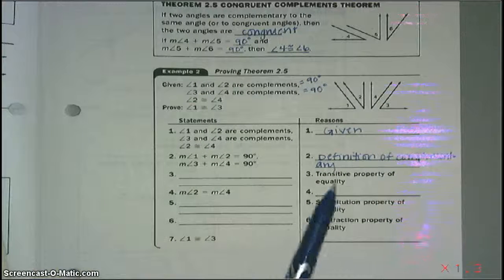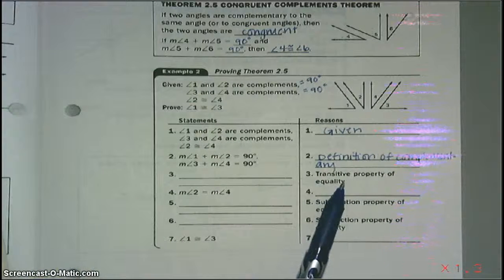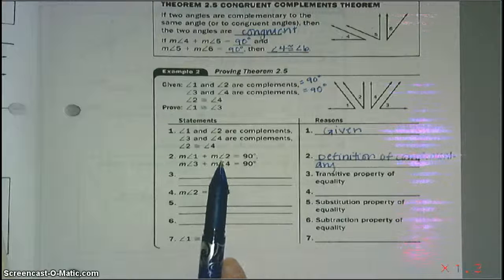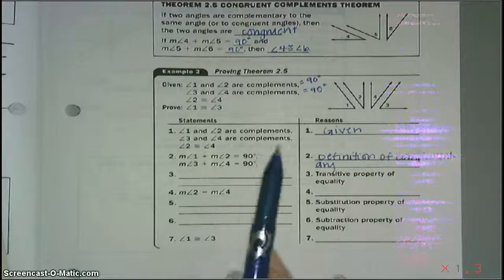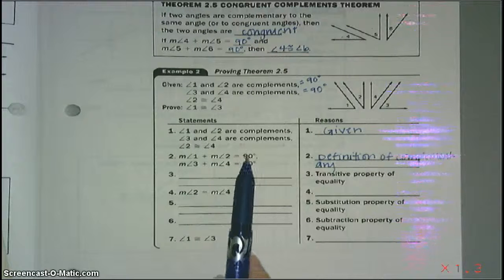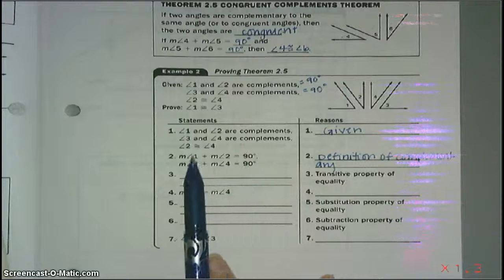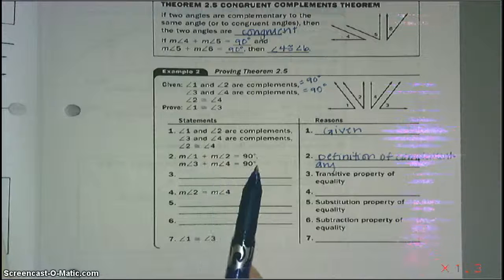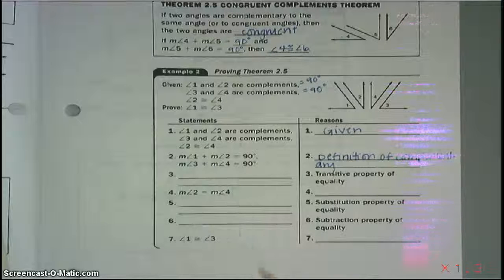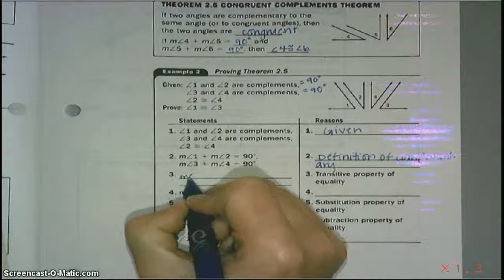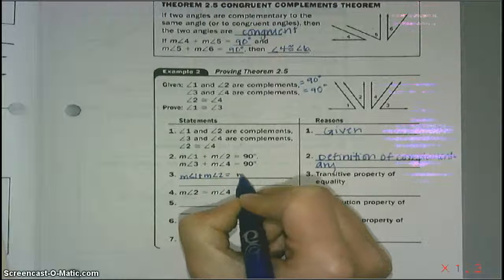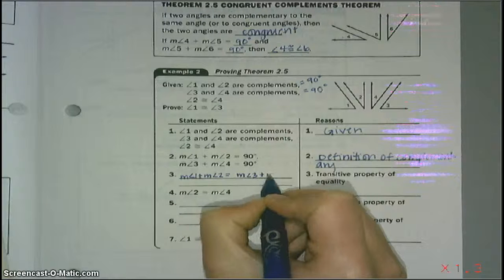All right, so now we need to use the transitive property somehow. Let's see. Here we both have angle 2 and angle 4. Oh, I see the middleman. If you look at this, 90 is in both of these statements. So if angle 1 plus angle 2 is equal to 90 and angle 3 plus angle 4 is equal to 90, then that means that these two statements are equal to each other. So the measure of angle 1 plus the measure of angle 2 is going to equal the measure of angle 3 plus the measure of angle 4.